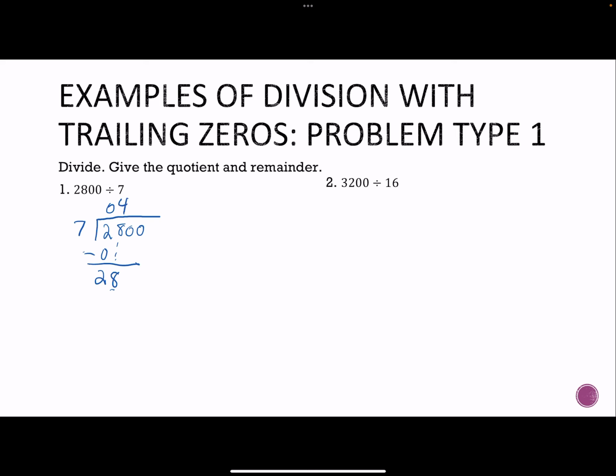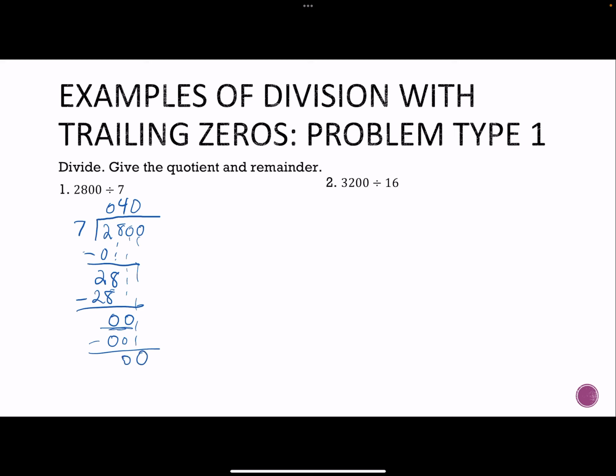4 times 7 is 28. When I subtract, I get 0. Well, what does that mean? Well, that means it divided evenly, right? So there's two ways to do this. So one, you could just keep pulling down your terms and say, okay, how many times does 7 go into this 0? Well, that's 0. 0 times 7 is 0, subtract, and then pull down the next one, right?